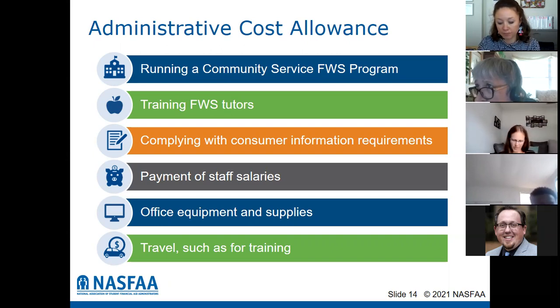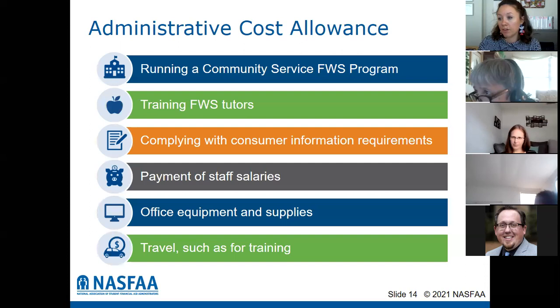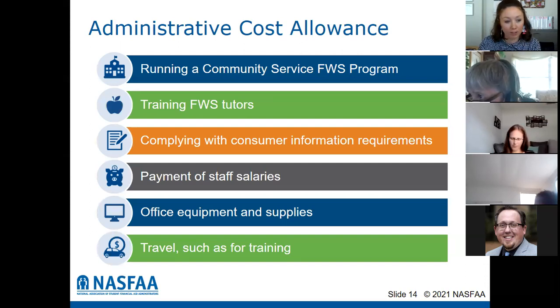So how about, could you transfer up to 25% to SEOG for the award year? So transfer 25% of federal work-study to SEOG. We have a yes and we have a no. Okay, great. Thank you for answering. So the answer is yes. You can transfer up to 25% to SEOG for the award year.